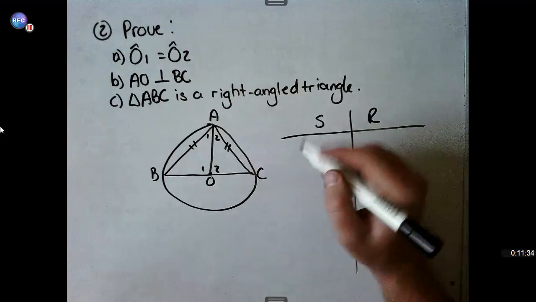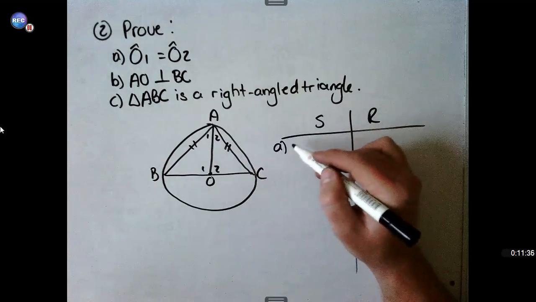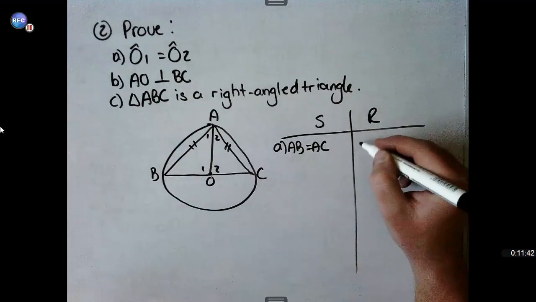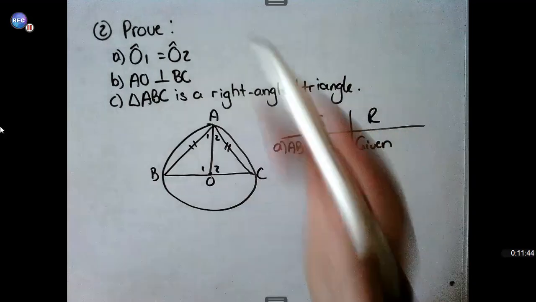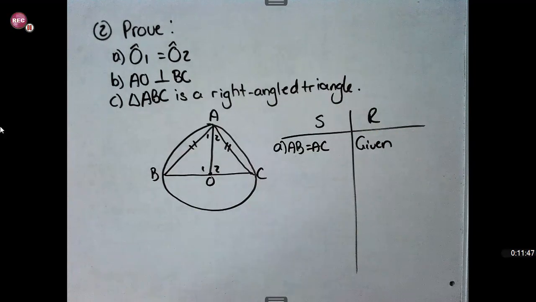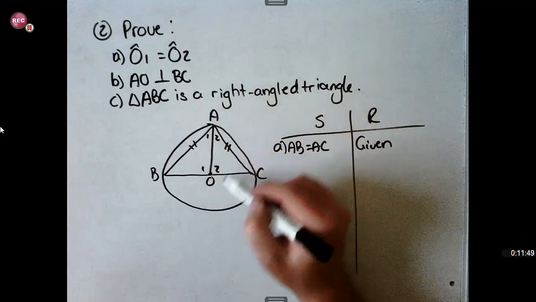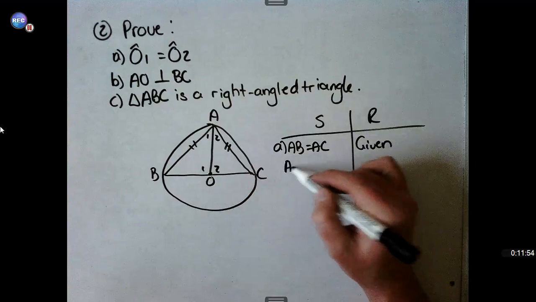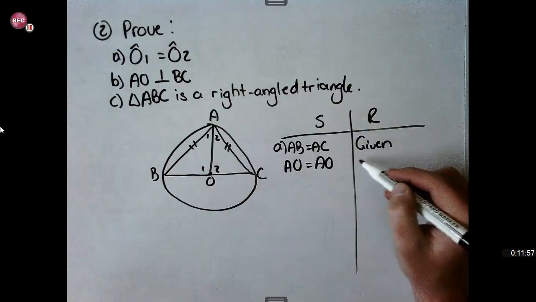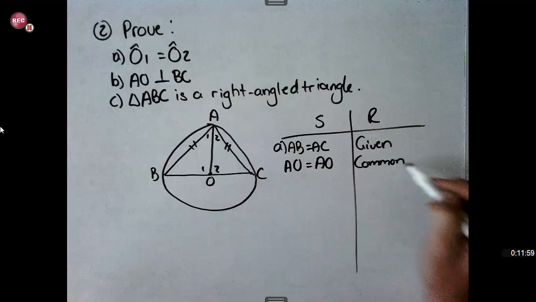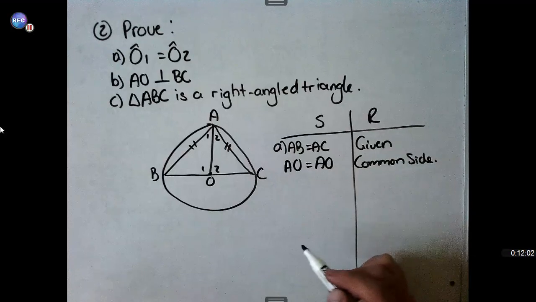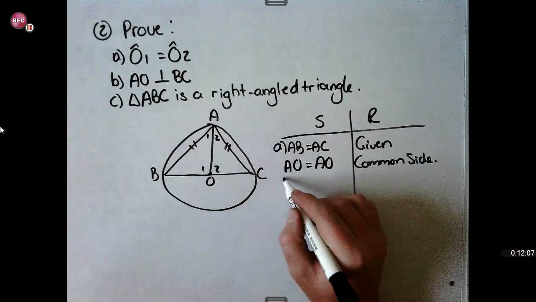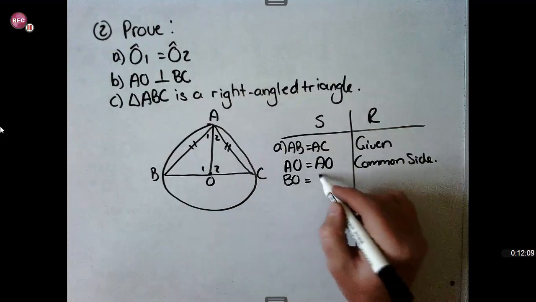So, let's start with congruency. This is for question A. Side AB is equal to side AC, and the reason there is that it's given. They gave it to you in the question. Then, another side that you can work with here is AO, because it's a common side. So AO is equal to AO, a common side. Then you can work with side BO and side CO. So BO is equal to side CO.